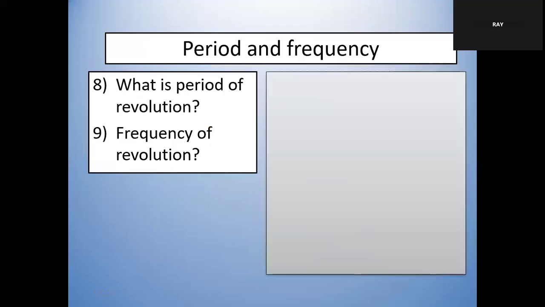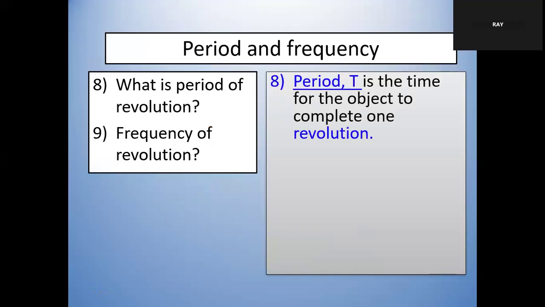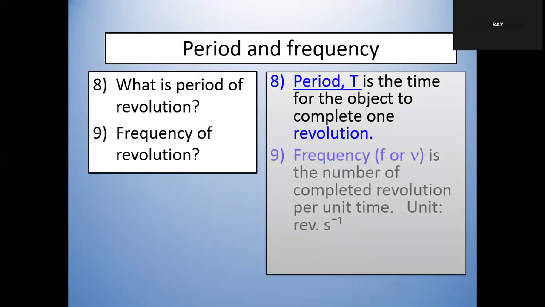What's the period of revolution? The period is the time for the object to complete one revolution. Frequency, either symbol f or the Greek alphabet nu, is the number of complete revolutions per unit time. Revolution per second, or hertz, or cycle per second. Frequency equals 1 over T. Same as waves.